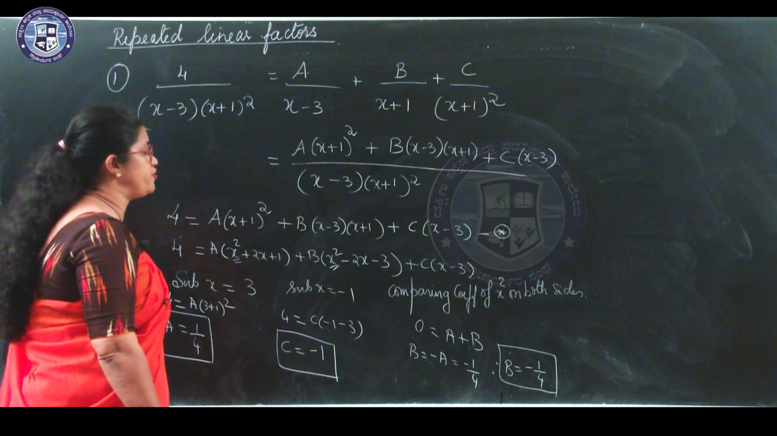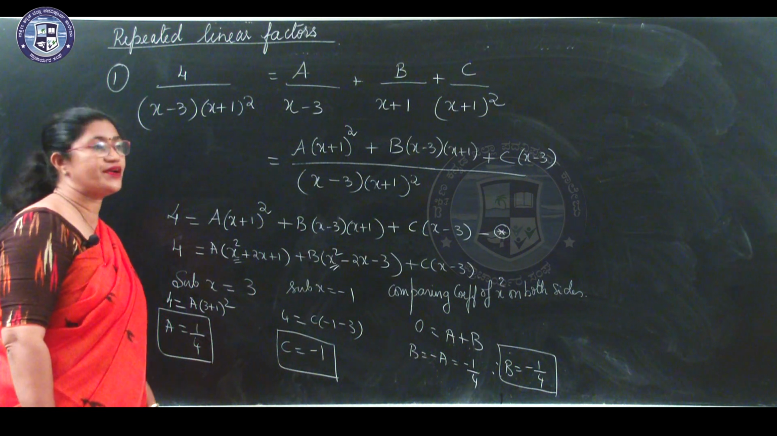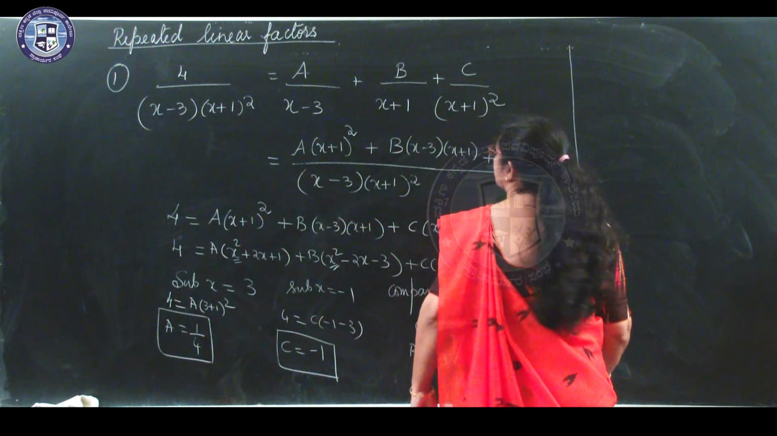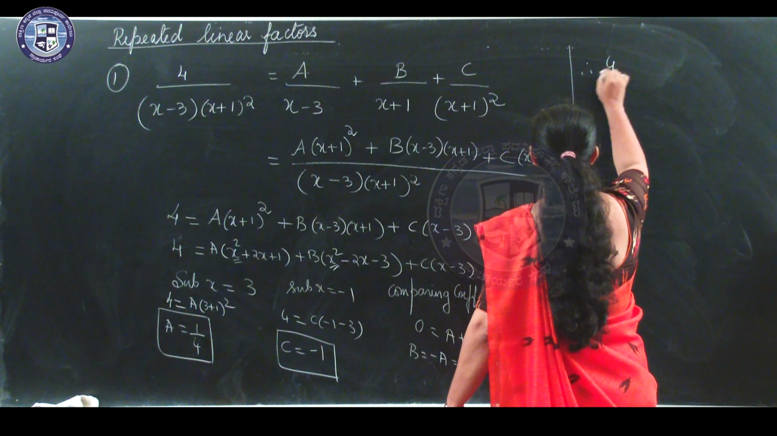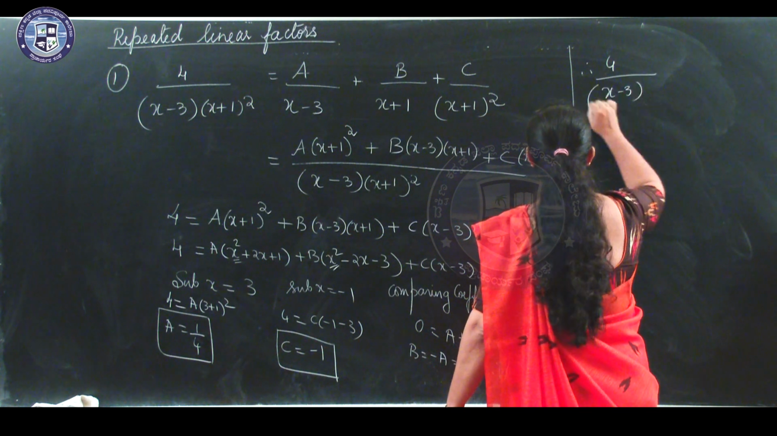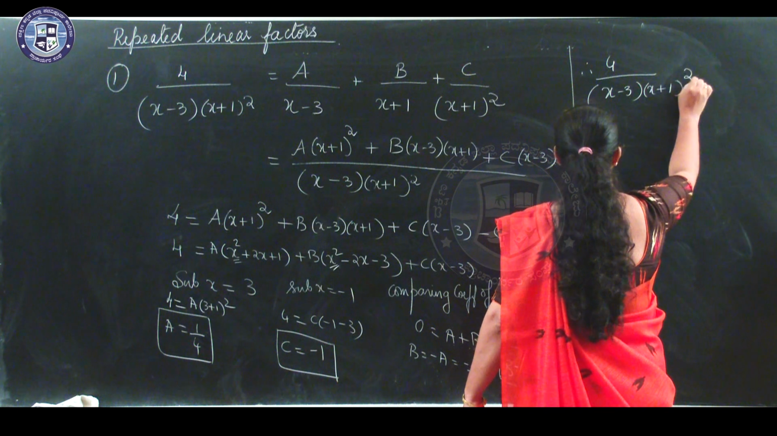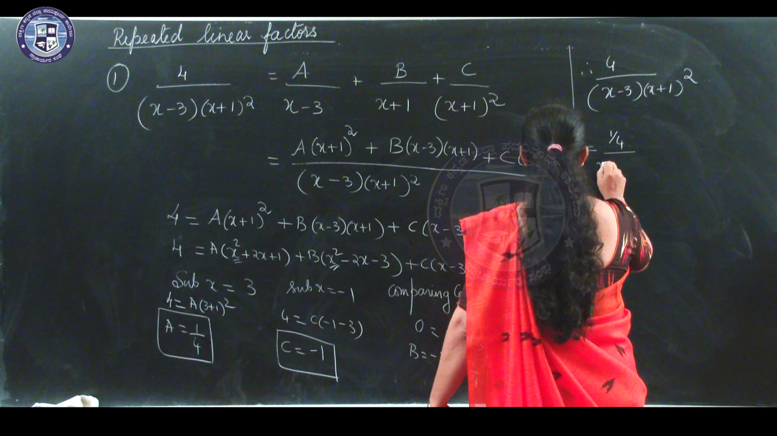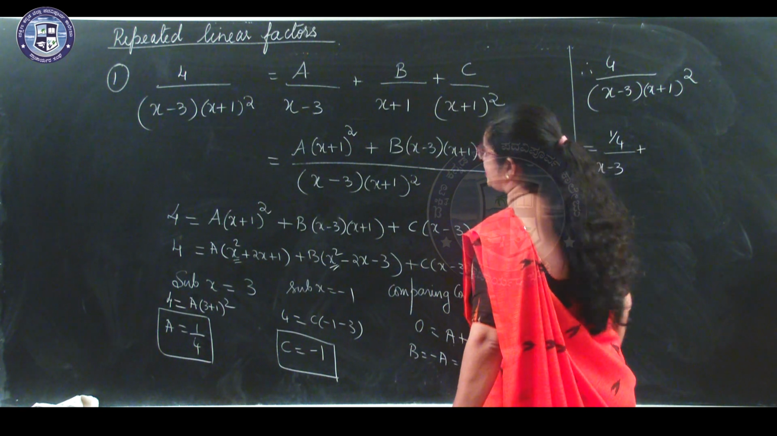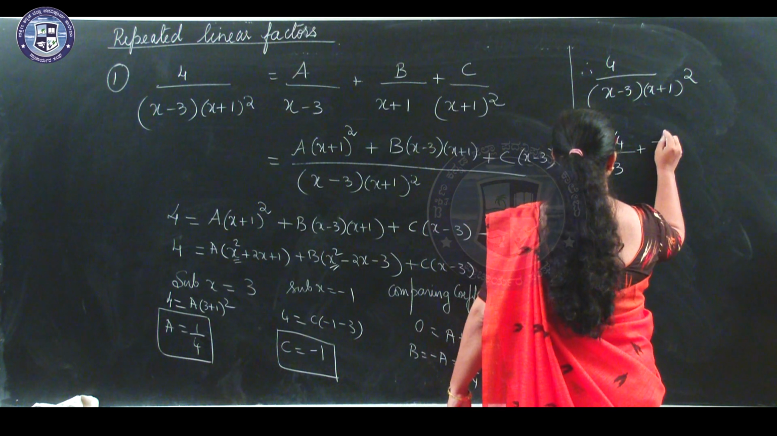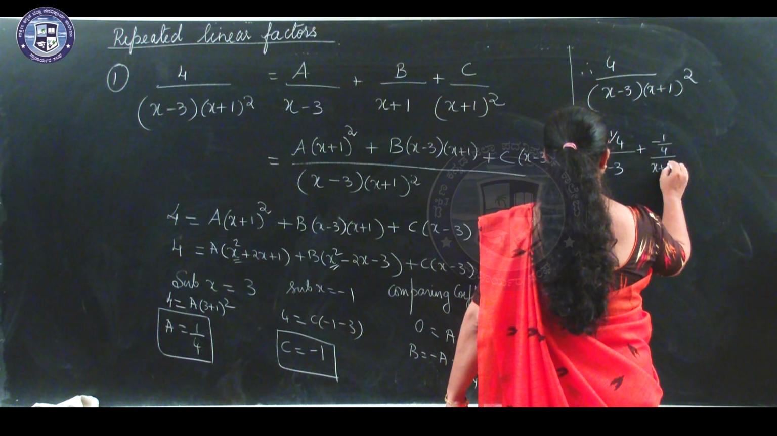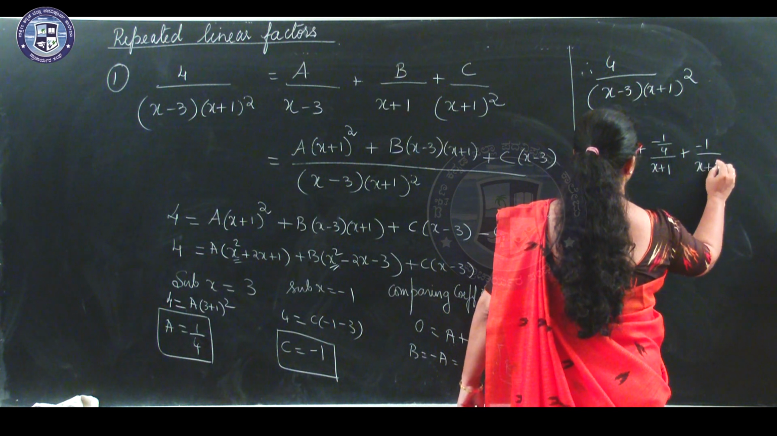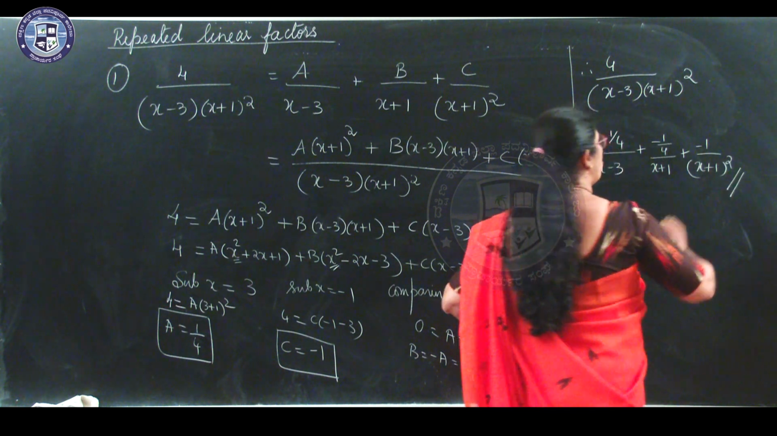So, don't forget to write the final answer, and the final conclusion is therefore 4 by x minus 3 x plus 1 the whole square is equal to A is 1 by 4 by x minus 3 plus B is minus 1 by 4 by x plus 1 plus C is minus 1 by x plus 1 the whole square.